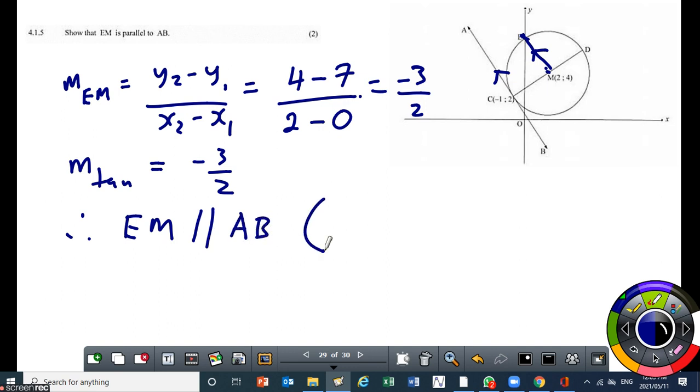I say the gradient of EM is minus 3 over 2, the gradient of the tangent I calculated is minus 3 over 2. Why are the two lines parallel? The gradients are equal. Okay, I prefer to write it that way.